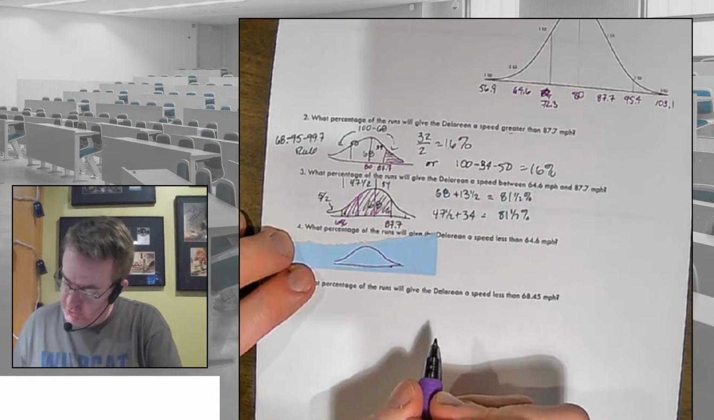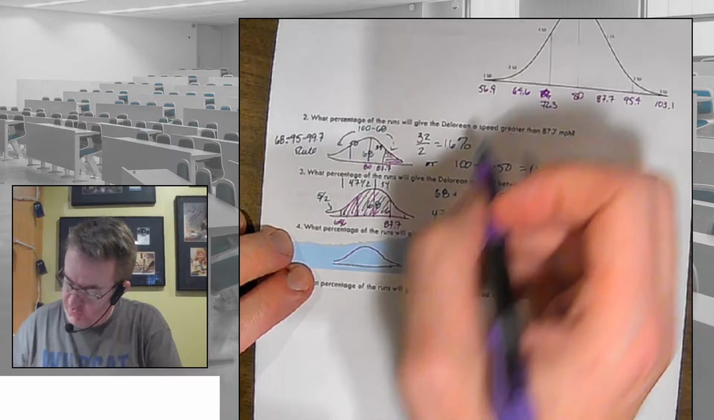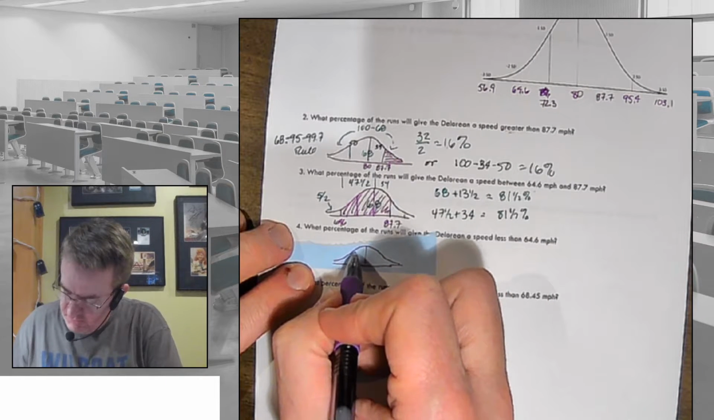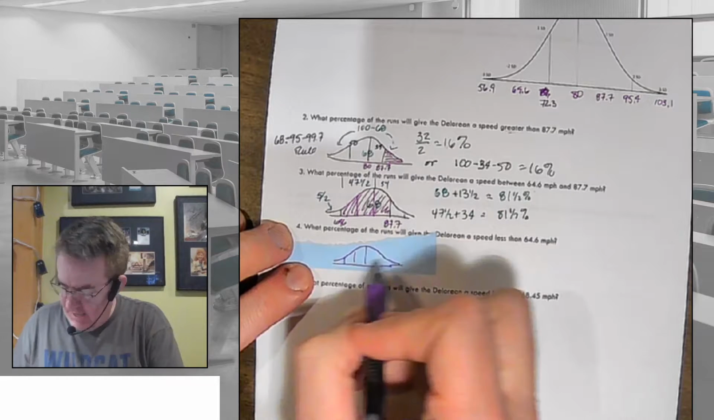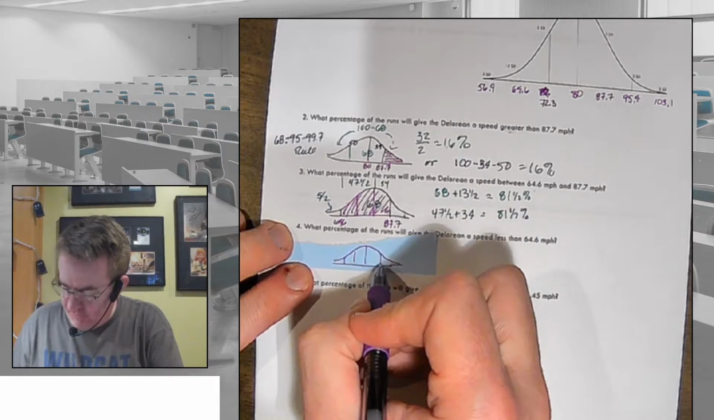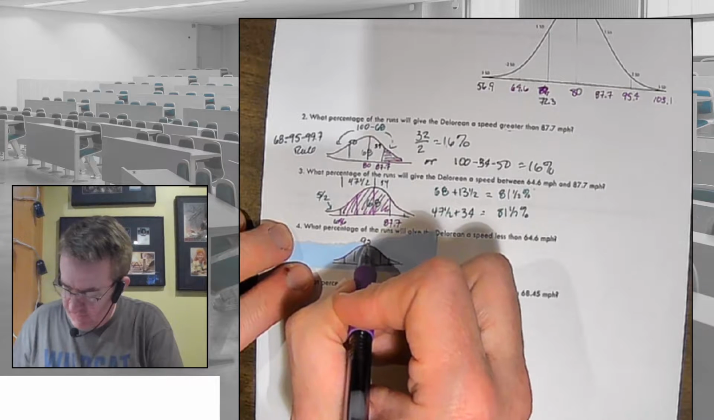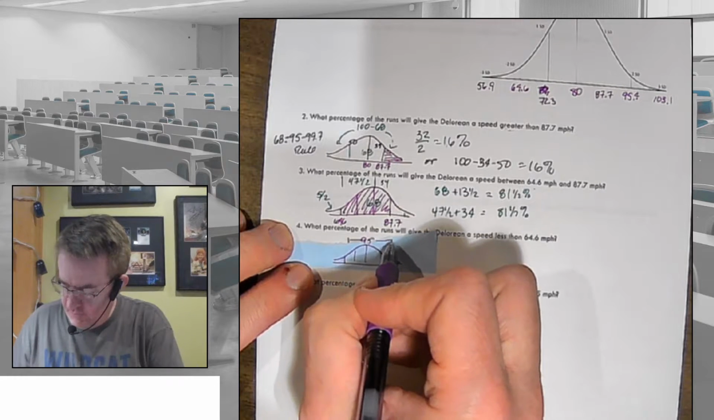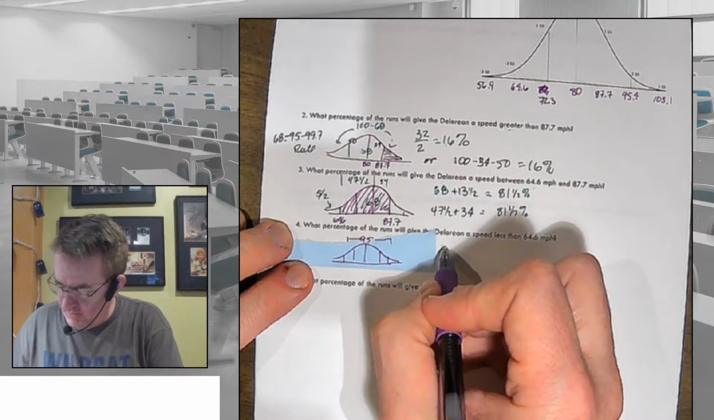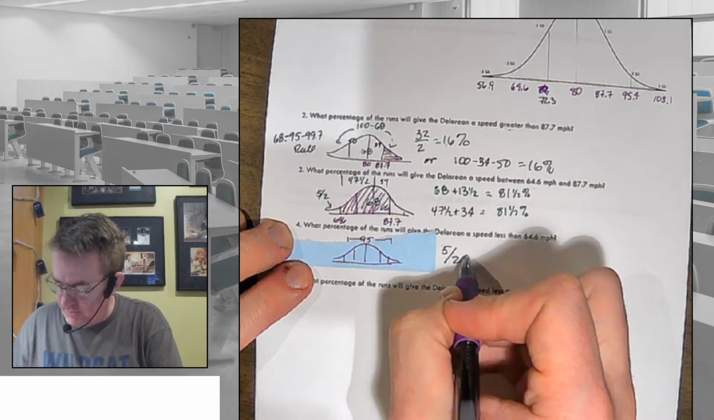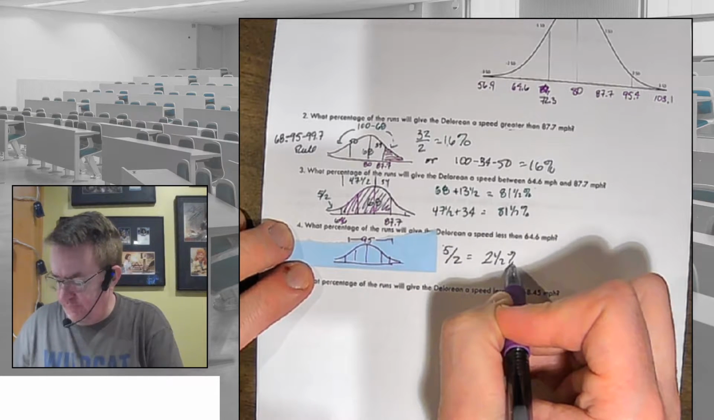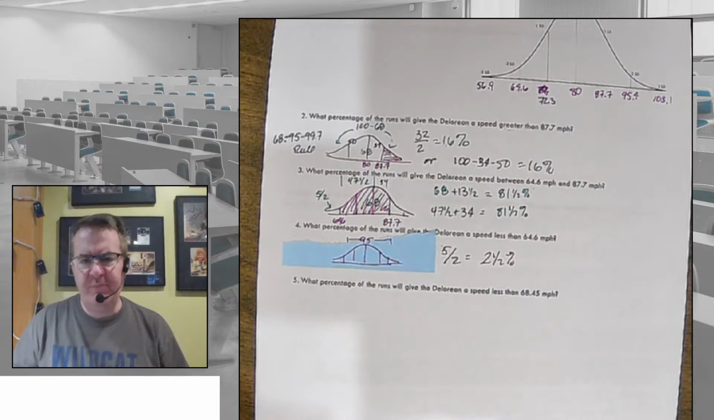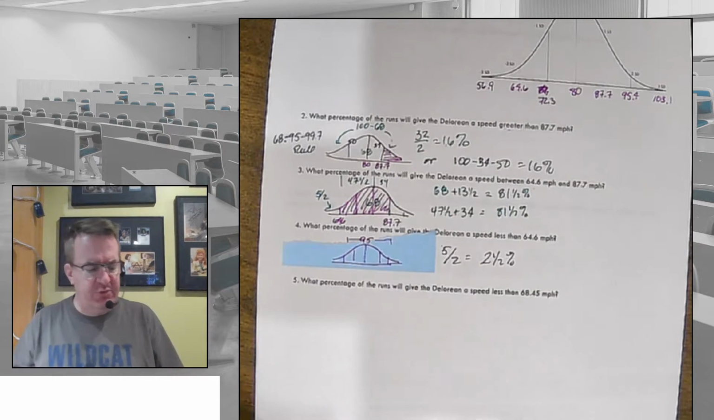And then we want what? Under 64.6. 64.6 is 2 standard deviations. 1, 2. So again, you know it's 95, right? So this is 95 through here, which means it's 5 percentage points for the rest of it. So that's going to be 2.5%. Okay, so again, lots of different ways you can do it. These are just some of them.